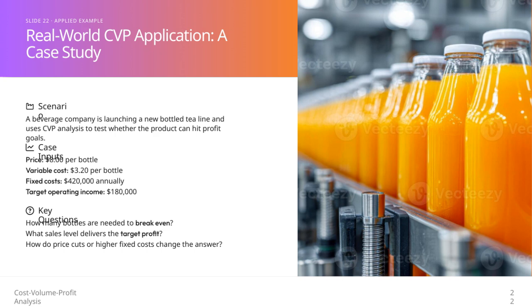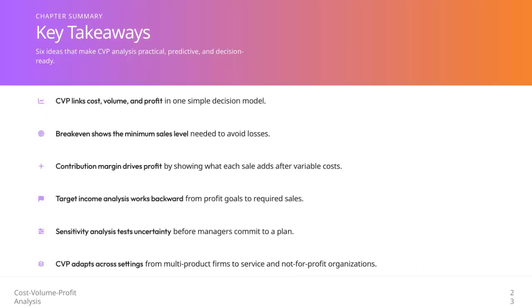The main questions they need to answer are: how many bottles must they sell to break even? What sales volume will achieve their target profit? And how would changes like price reductions or increased fixed costs affect these numbers? By using CVP analysis, the company can strategically evaluate these factors and make informed decisions about pricing, production, and sales targets to ensure profitability. Let's review the key takeaways from our discussion on cost volume profit analysis.